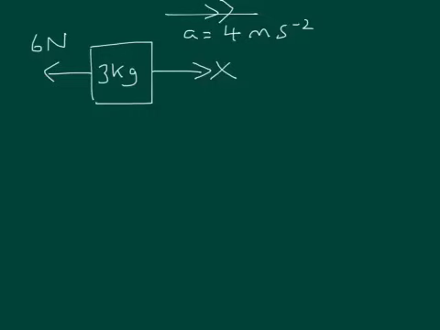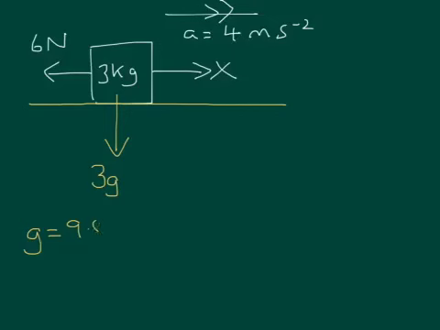Now let's get this diagram completed. It's resting on the ground, it's got a weight, and the weight is the mass times the acceleration due to gravity, and the acceleration due to gravity is 9.8 meters per square second. This packing case is not falling through the ground, so there's a normal reaction acting vertically upwards. There's a force X being applied to it in this direction, and there's a resisting force of 6 newtons.